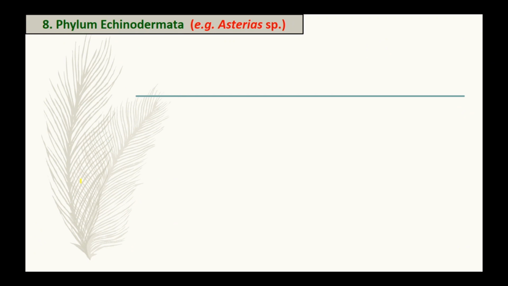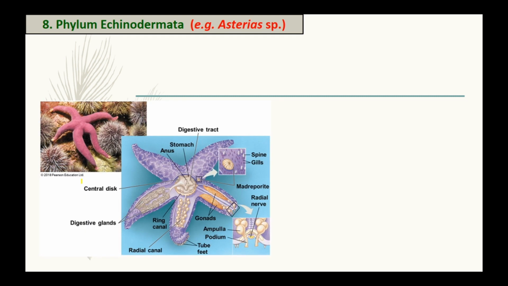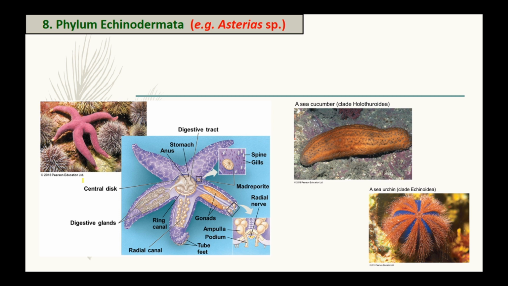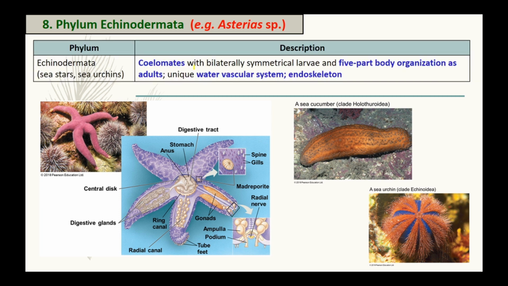The next phylum is Echinodermata. The main example is Asterias sp, that is the sea star. Other examples are sea cucumber and sea urchin. All of them have a unique water vascular system for movement, feeding, and gaseous exchange. They also have an endoskeleton and spines that cover their body for protection.